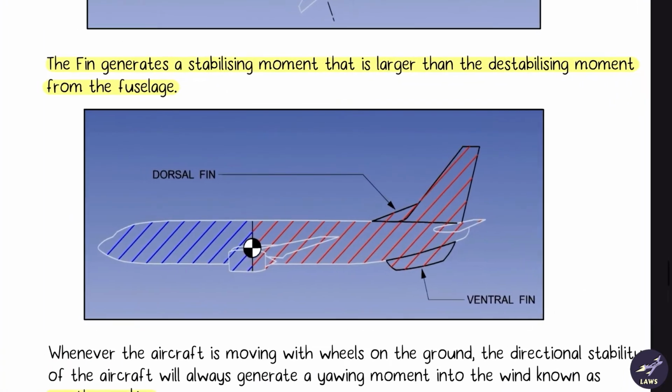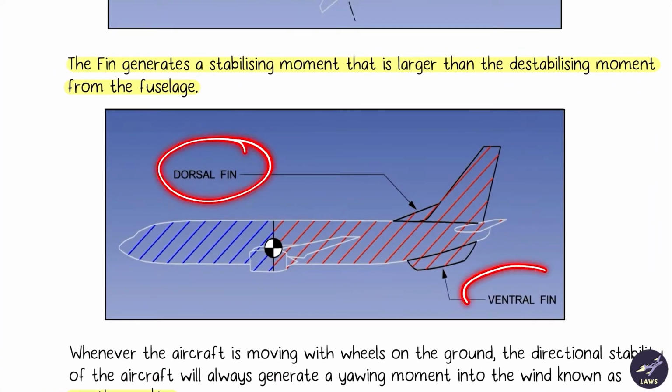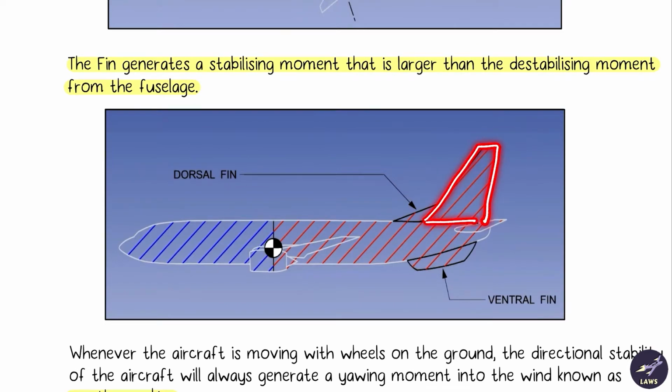We also have the dorsal fin and ventral fin. These provide extra stabilizing moment along with your general fin. This is for additional stabilizing moment, dorsal and ventral fin.